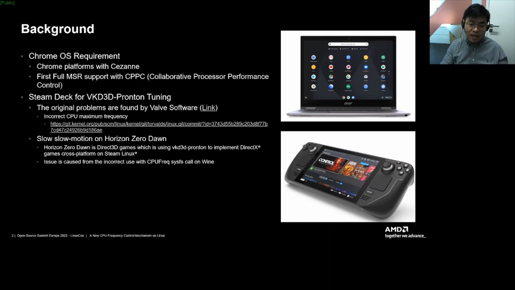At the same time, while we were working with Valve engineers to enable Steam Deck on the AMD platform last year, we were tuning the Steam games performance on Vulkan, D3D and Proton. They found two issues on the AMD processors. One is something wrong with the CPU frequency scaling, and another is slow motion in Horizon Zero Dawn. We spent a long time investigating them and found quite a few problems with the ACPI CPUFreq driver on the AMD processors. So we thought the ACPI CPUFreq driver might not be very performance and power efficient on modern CPU platforms.